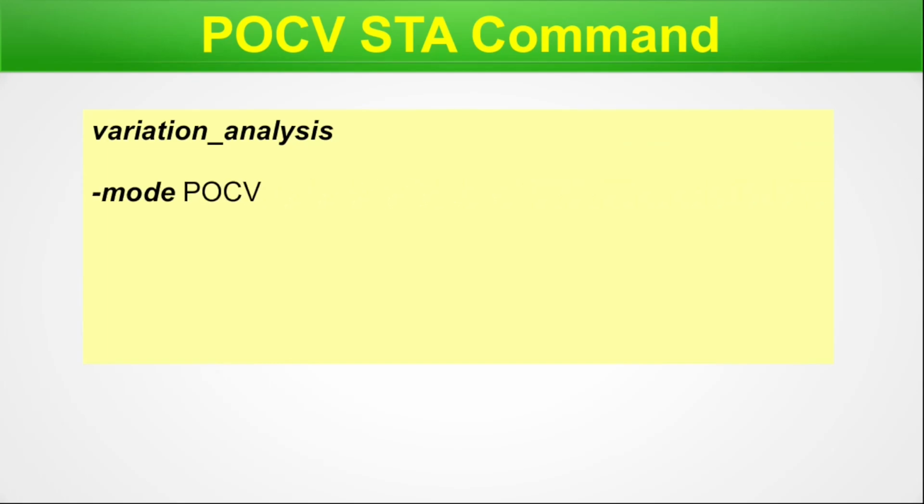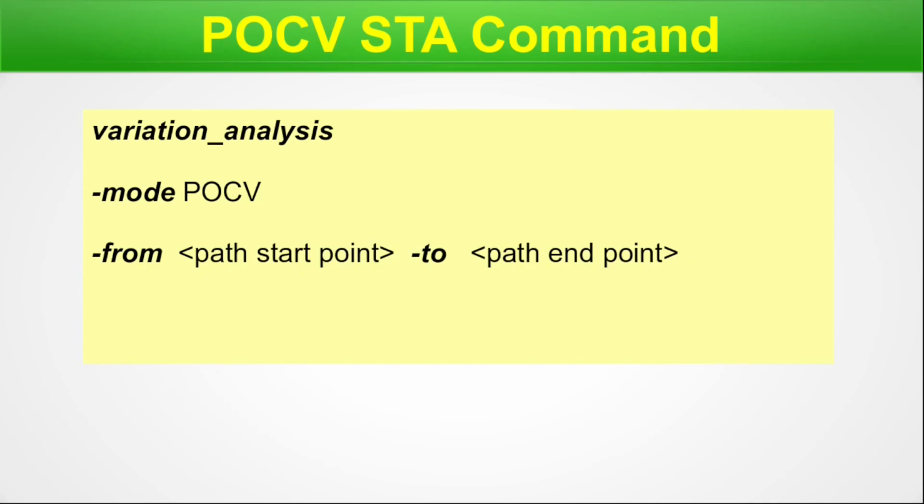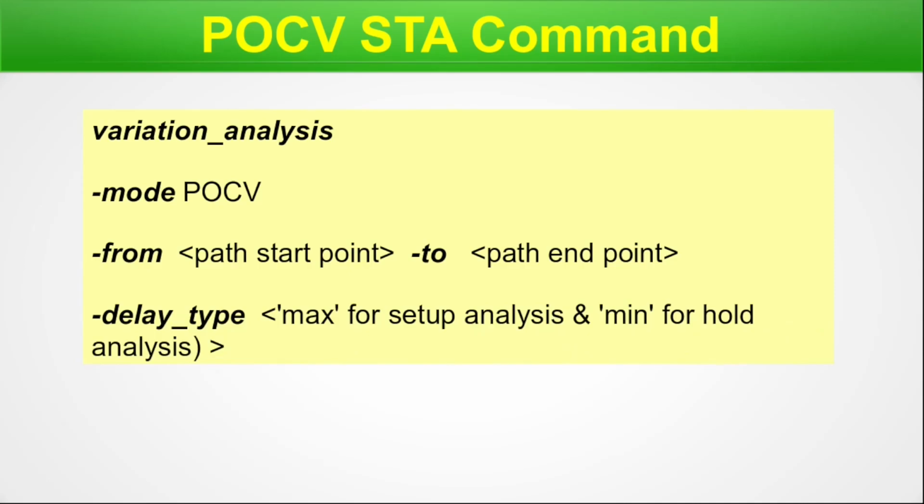We give the value as POCV, then we give from and to, that is the path starting point to the path end point. And then we mention the delay type, that is max for setup analysis or min for hold analysis. So this is, in a short and sweet manner, the command to invoke the POCV. Anything happening statistically will be taken care of by this particular Tcl command.